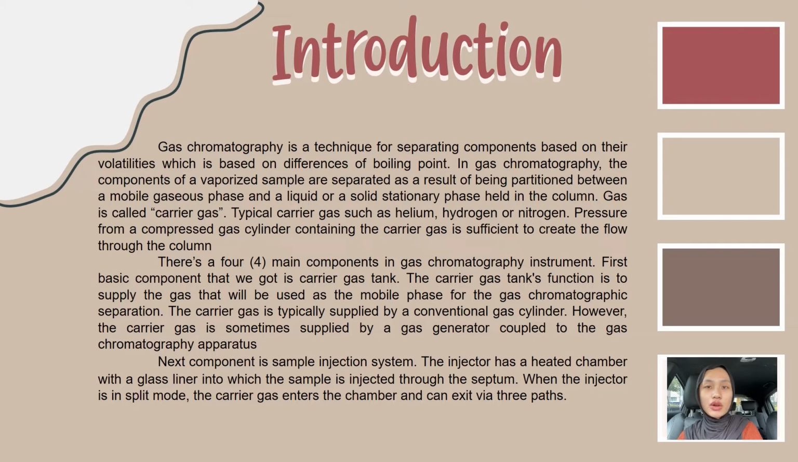First, basic component that we got is carrier gas tank. The carrier gas tank function is to supply the gas that will be used as the mobile phase for the gas chromatographic separation. The carrier gas is typically supplied by a conventional gas cylinder. However, the carrier gas is sometimes supplied by a gas generator coupled to the gas chromatography apparatus.